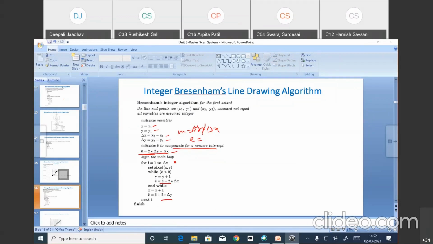Now again the same loop, i ranges from 1 to delta x. Then set pixel x, y. If e is greater than 0, then y is equal to y plus 1. And the only difference is that here the e is updated with e minus 2 into delta x. And every time x is increased, e is equal to e plus 2 delta y. So this is the only change done in this algorithm.